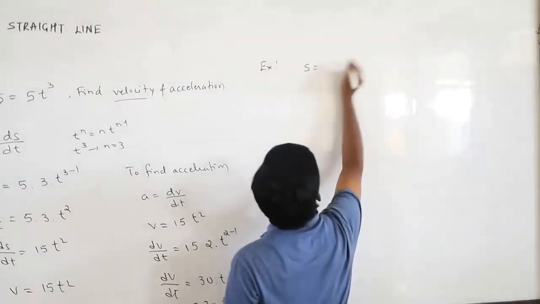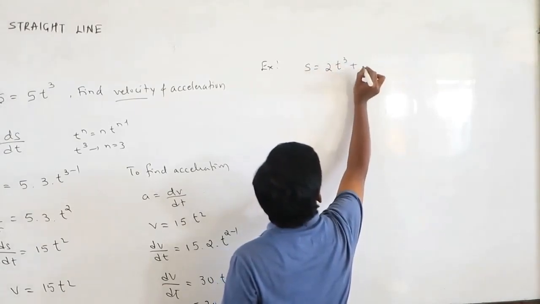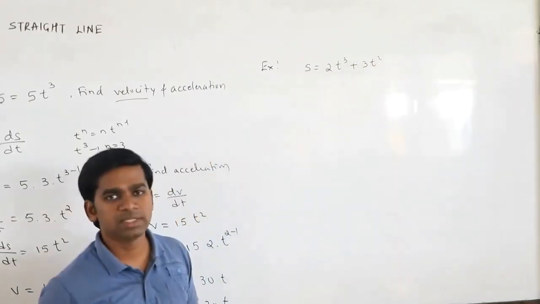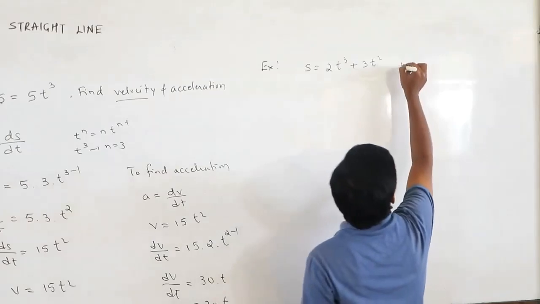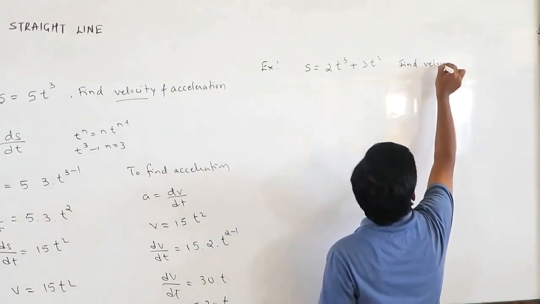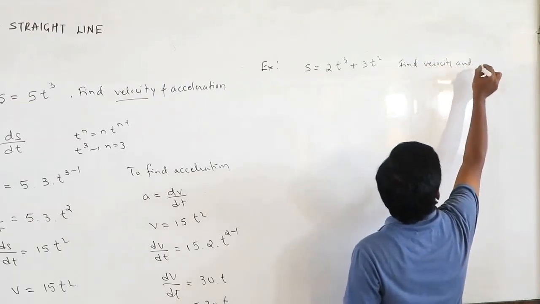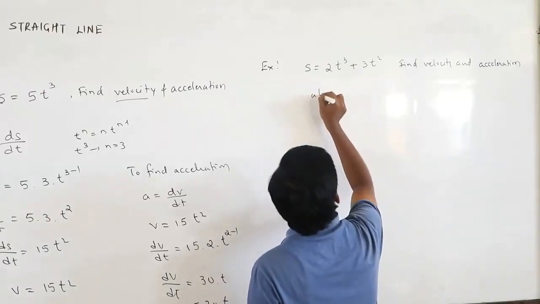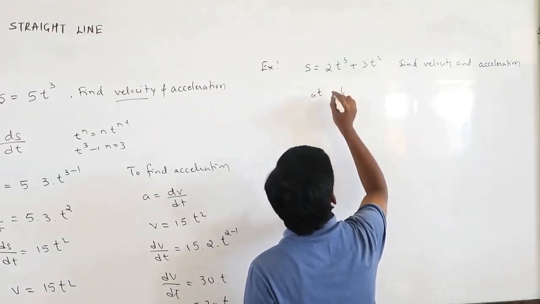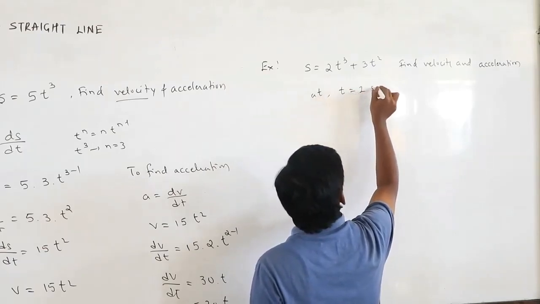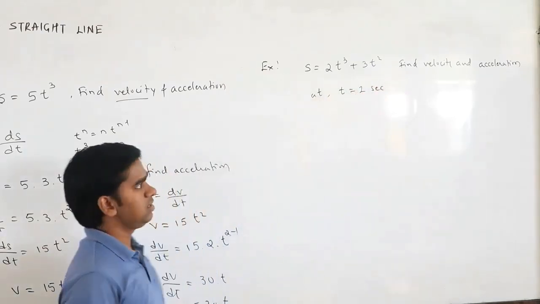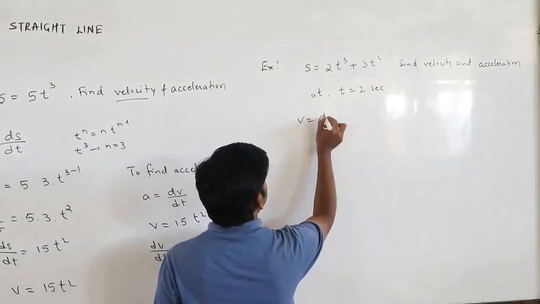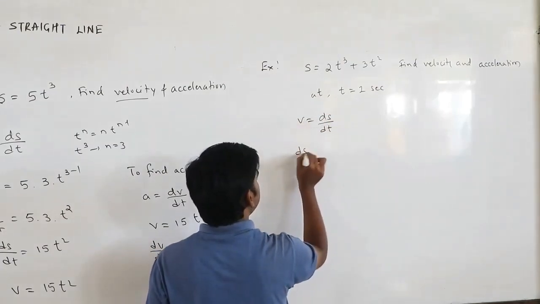So next example, s equals to, instead of 3 we will take 2. Okay, so 2 t cube plus 3 t square. What they are asking? Find velocity and acceleration at t equals to 1 second. Both they are asking. So what you have to do? For velocity, ds by dt. So first do ds by dt.